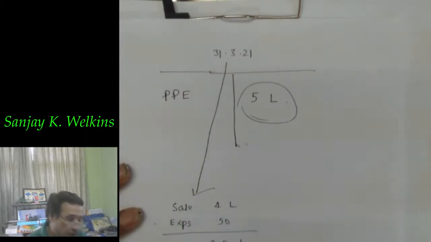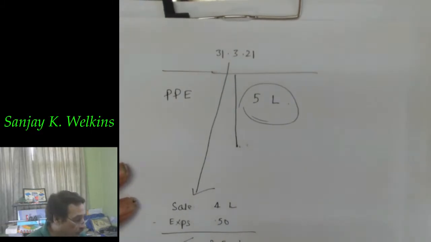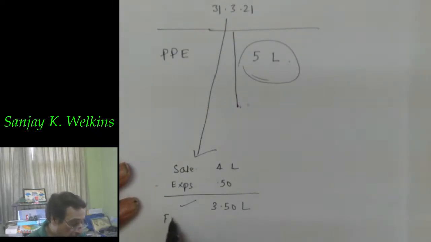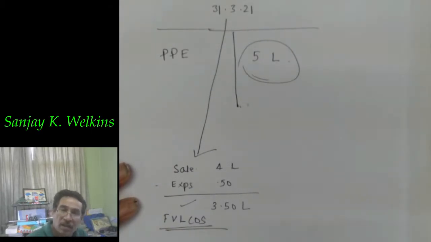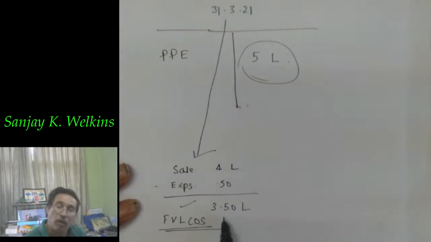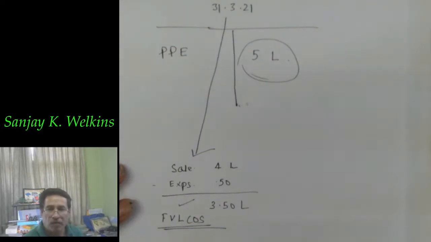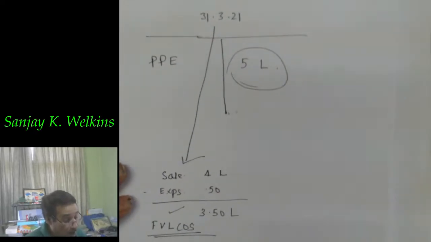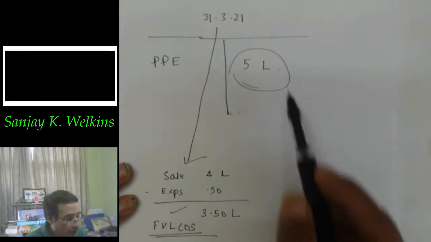If I am going to sell it today, and we will see later on, this particular term 3.50, sale minus expenses to sale, is called fair value less cost of sale, correct? If I am going to sell this item on this date, then I may get 3.5 lakhs. It is known as fair value less cost of sale or fair value less cost of disposal.